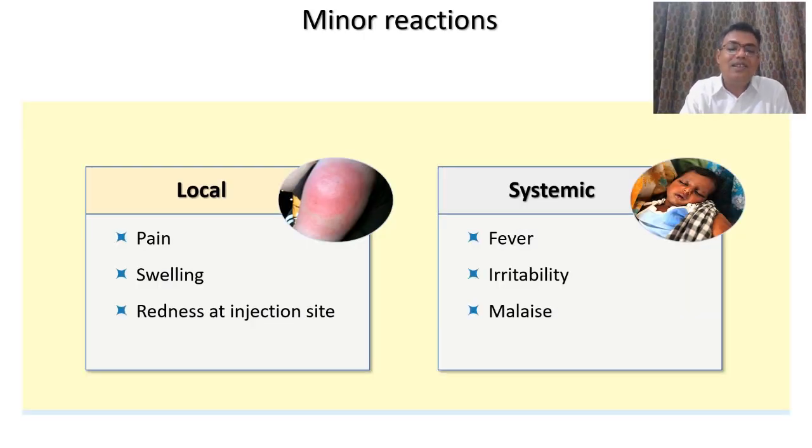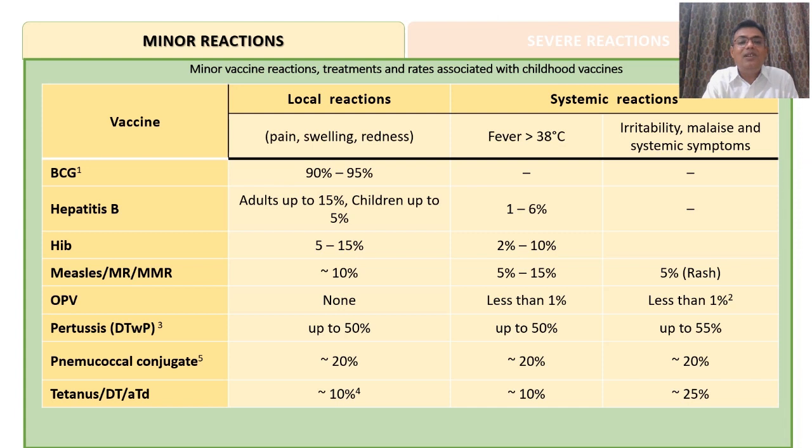Local minor reactions are pain, swelling, redness. Systemic are fever, irritability, and malaise. This table shows the documented prevalence of the local as well as systemic minor reactions associated with the different vaccines.